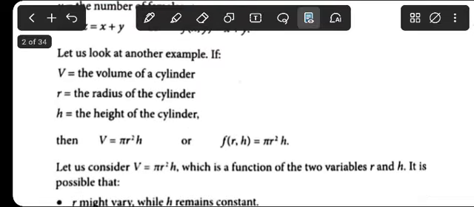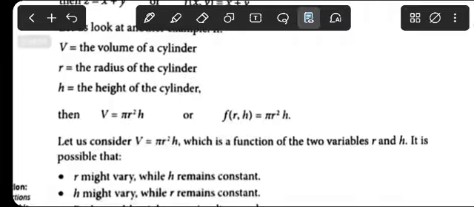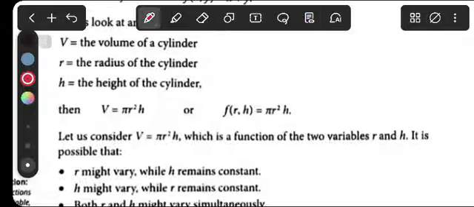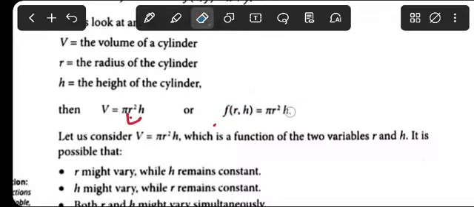Let us look at another example. If you have a volume, the volume has a radius and a height, for example here. We can write this in this format, focusing on the variables: r and h. So we have two variables in this format, right?